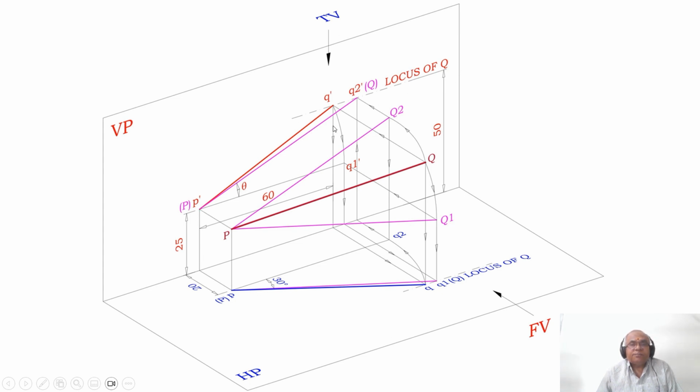You mark this as P dash, Q2 dash, and this is going to be capital Q, and this is going to be capital QP, and this is going to be the locus of Q. So this is how you will be able to get the answer.